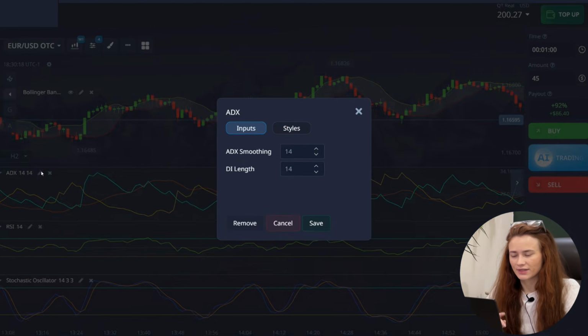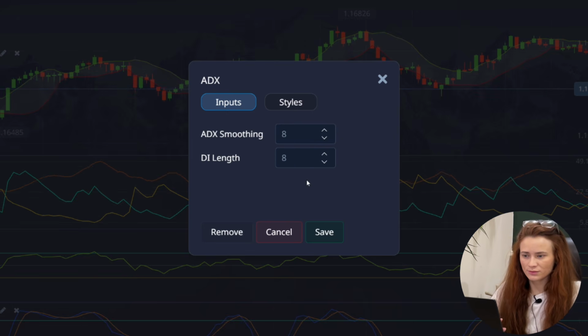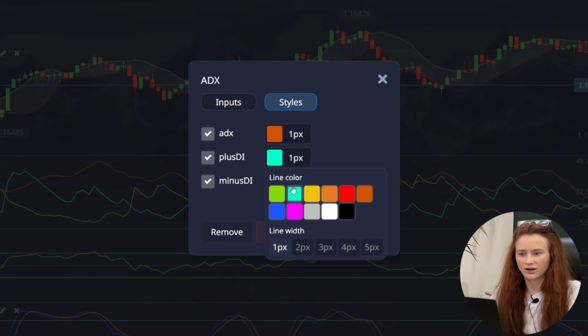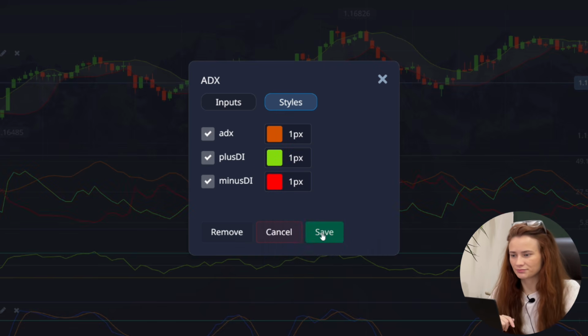Now ADX. ADX smoothing will be 8, DI length 8 as well, and leave the ADX line color as default. Plus DI will be green and minus DI red.